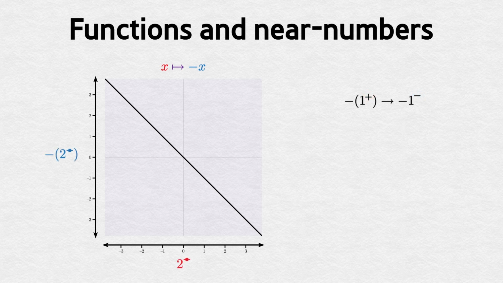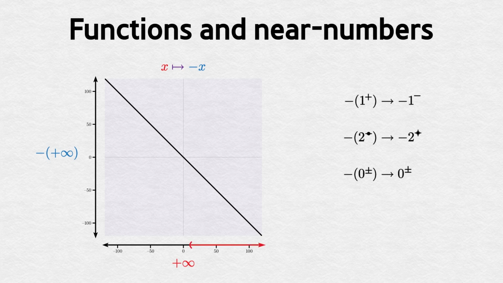Negating 2 minus dot, in, up, over, and squeeze, we see negative 2 plus dot. Negating 0 plus minus, in, up, over, and squeeze, we see 0 plus minus back again. Negating positive infinity, in, up, over, squeeze, we see negative infinity.